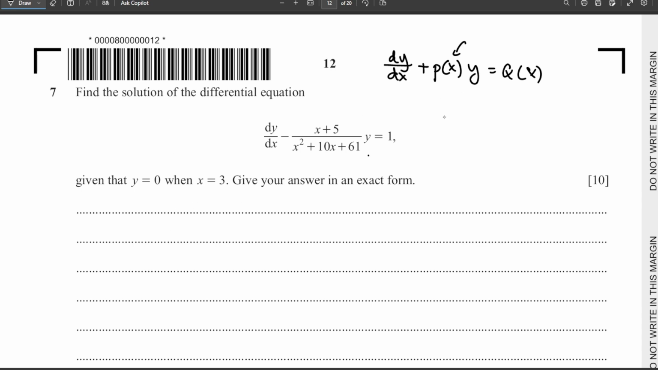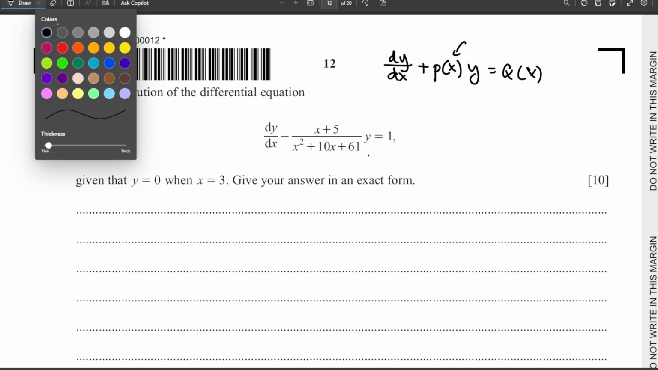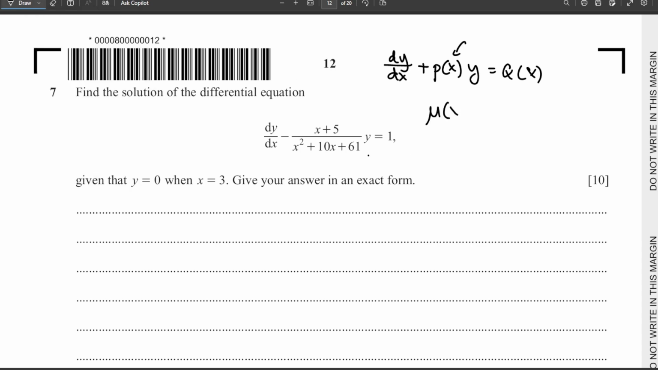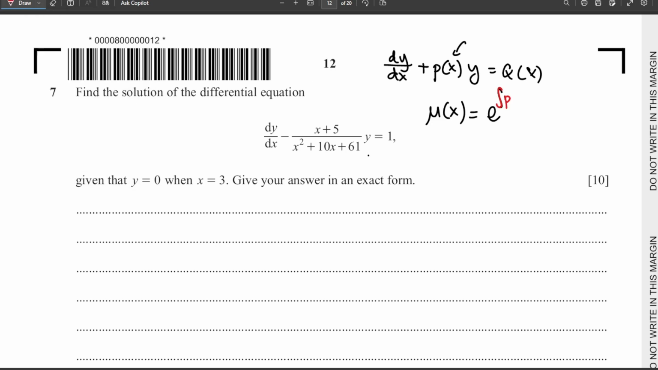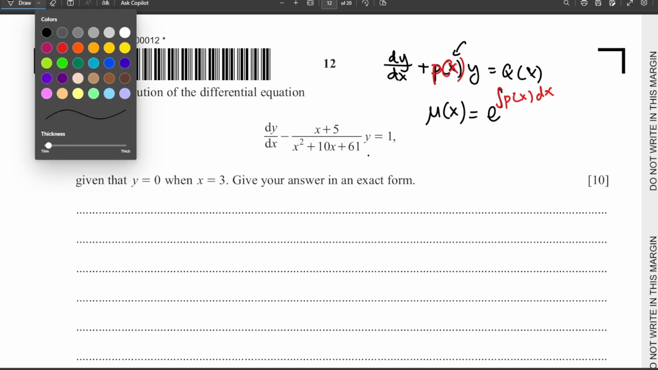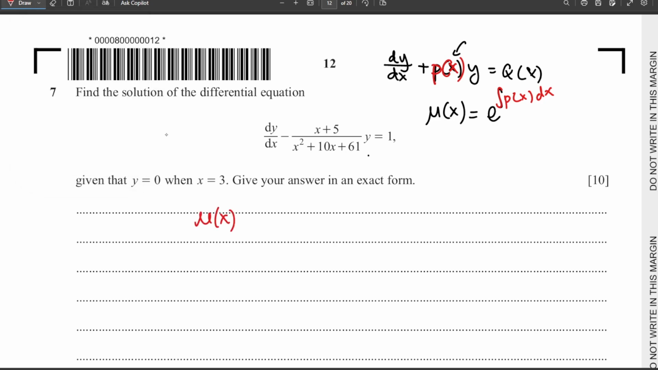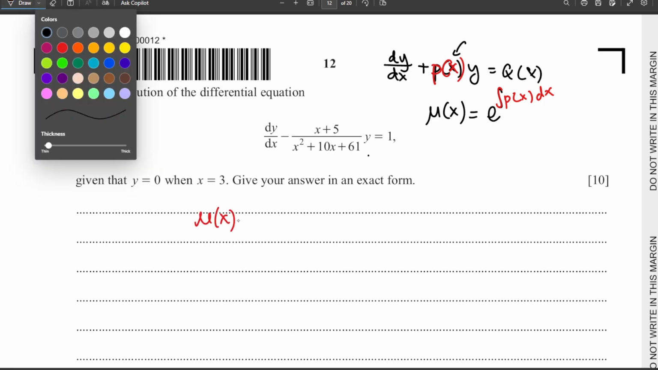The integrating factor is this one. We have mu(x) equals e to the power of the integral of p(x) with respect to x. So this will be our integrating factor, and after we have it, we multiply the entire equation on both sides by the integrating factor.